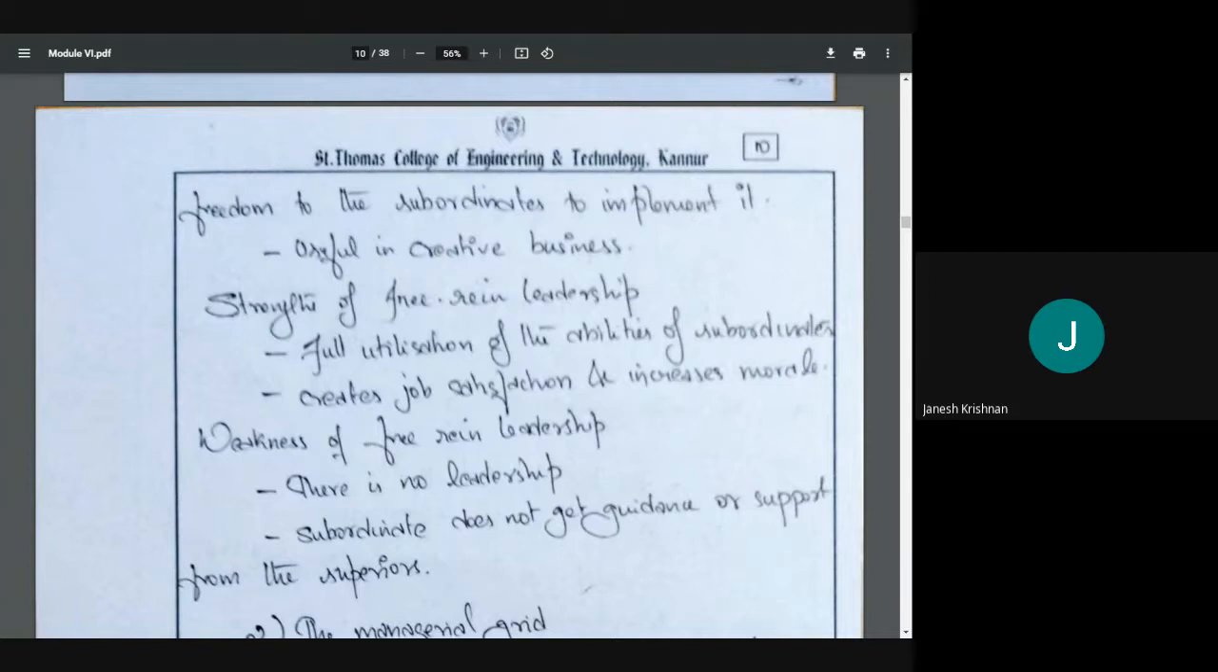And what are the weaknesses? There is no leadership. Obviously, the leader is using no power. Even if he is using power, it's very little to none. That's the term: very little to none. And the subordinate does not get guidance or support from superiors.